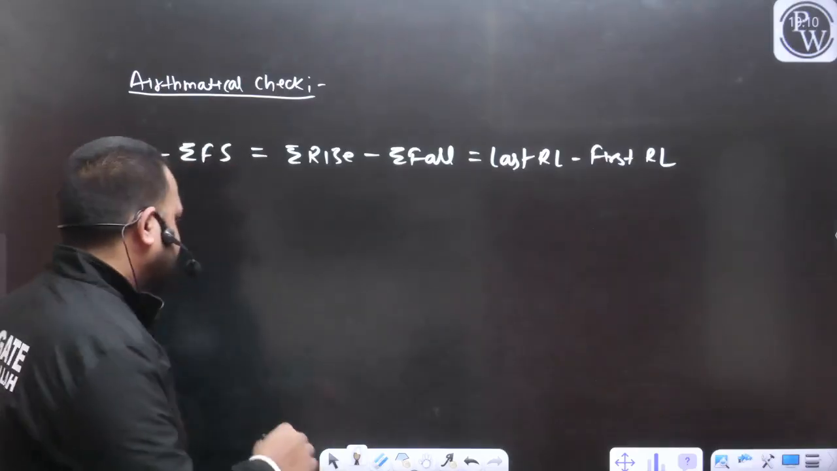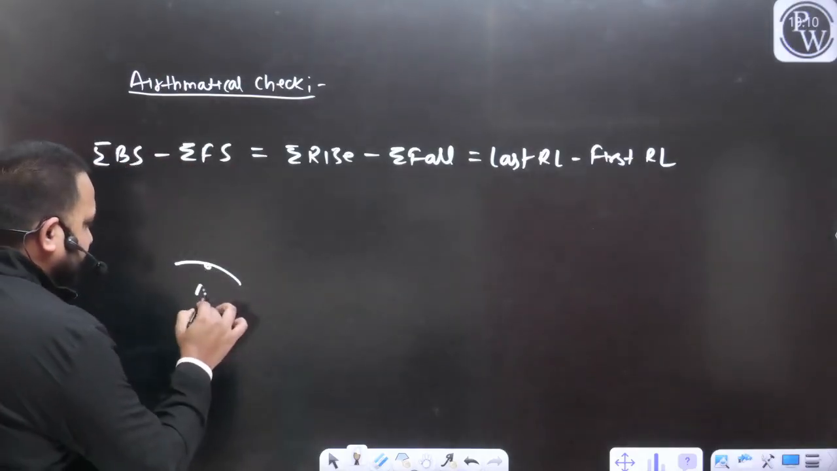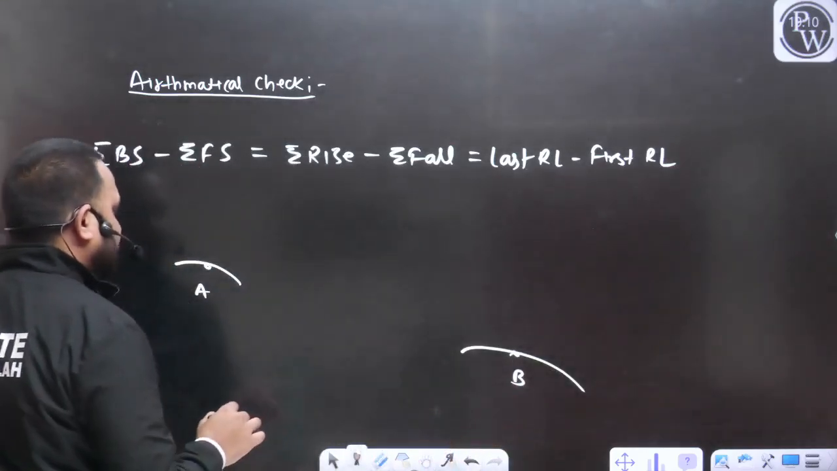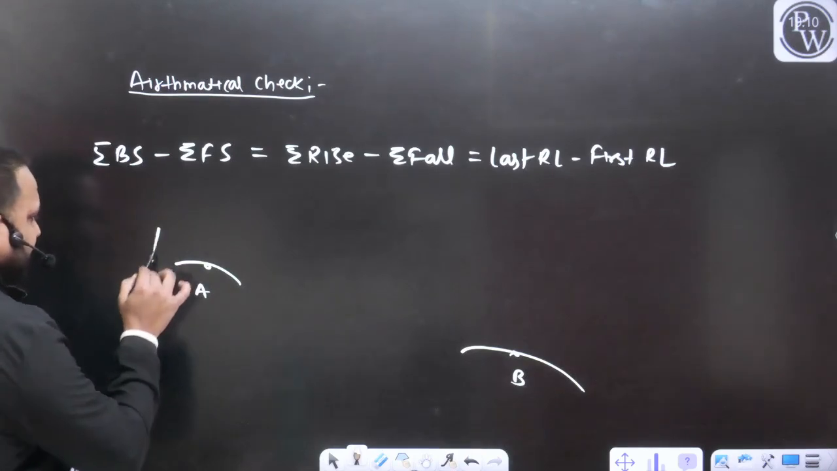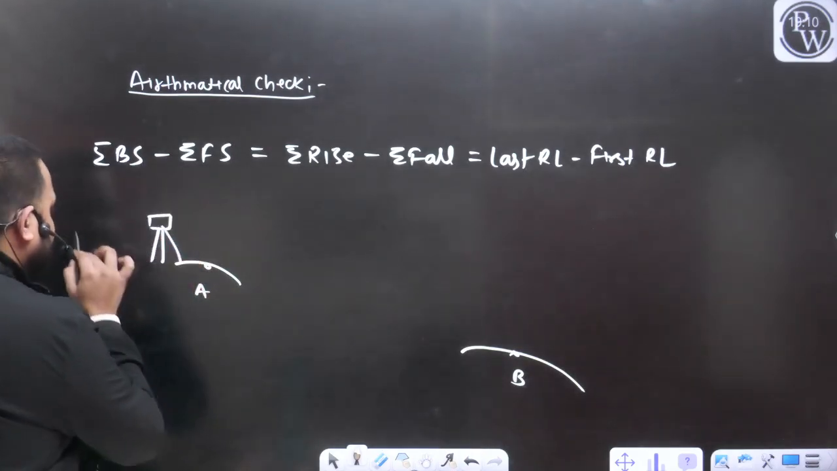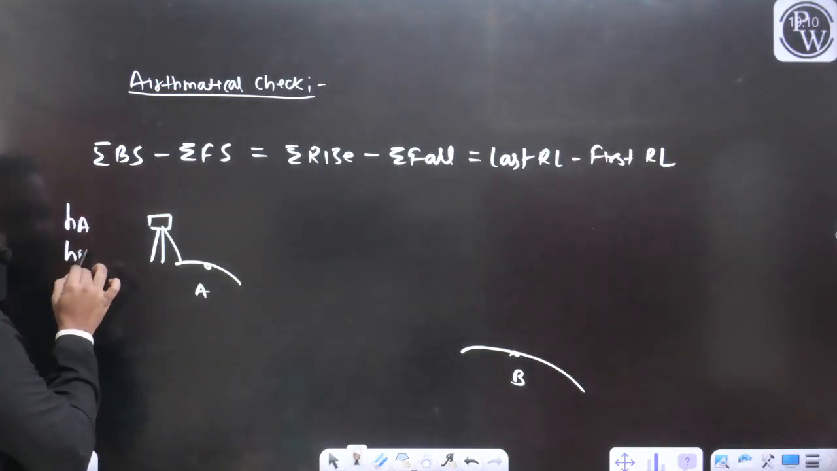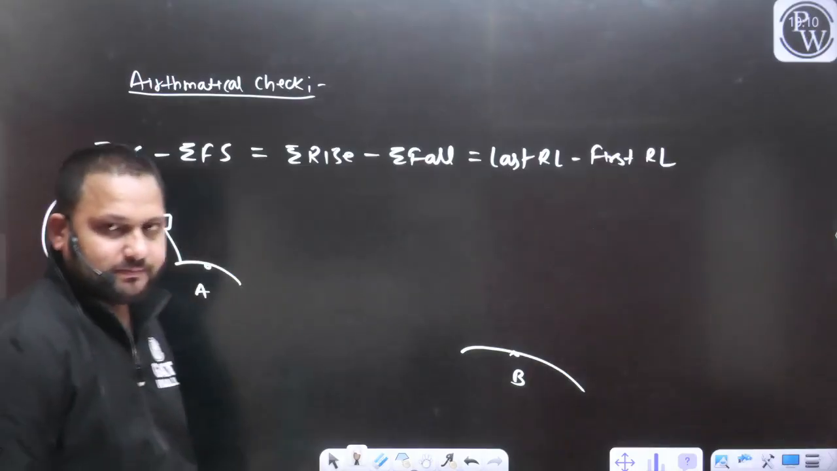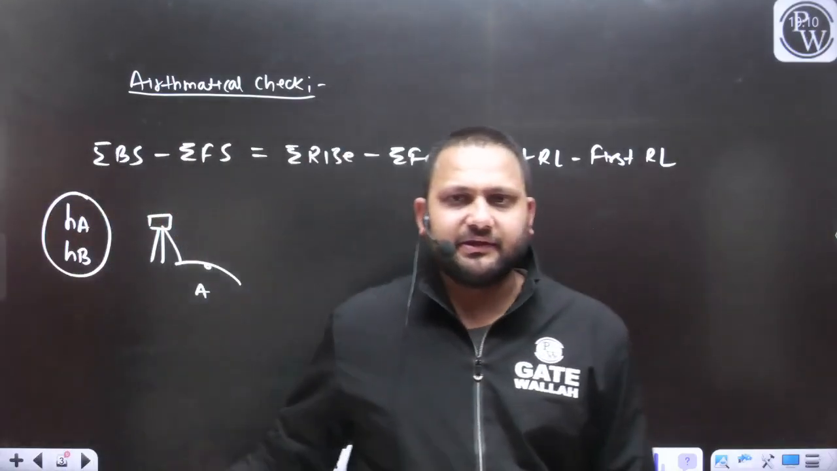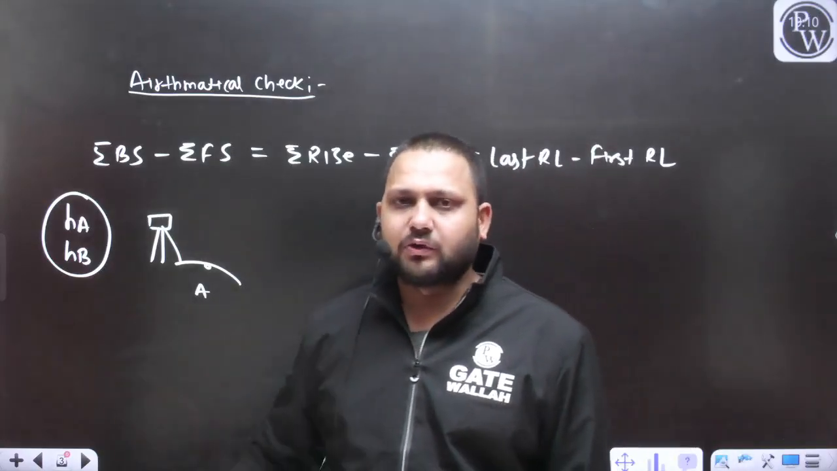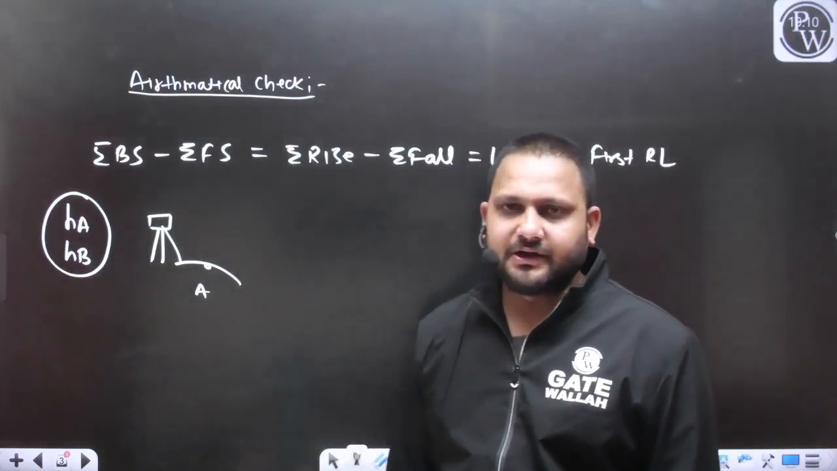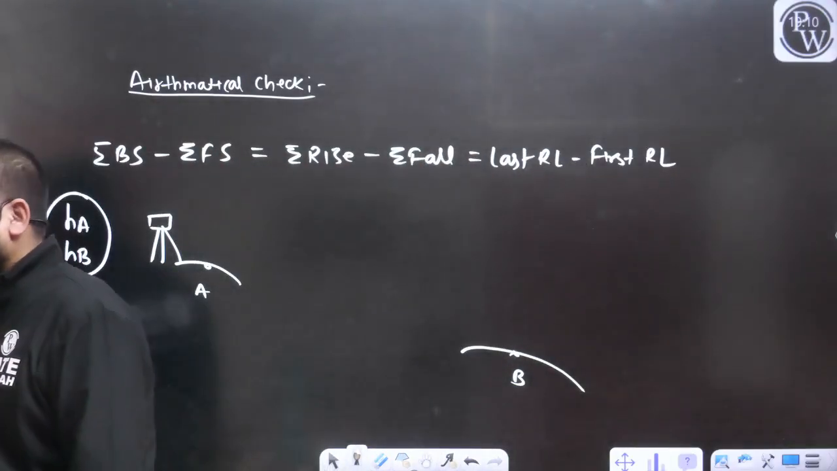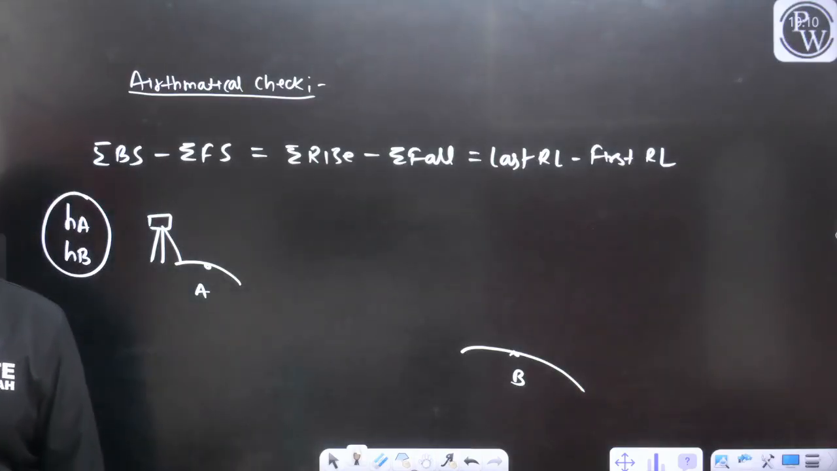So let's say this was the situation, this was the point A and this was the point B. We have taken 4 readings. When we placed the instrument near A, we took HA and HB. Let's say these readings have the error due to the collimation. No problem with that. These readings also have the effect of the curvature and the effect of the refraction.